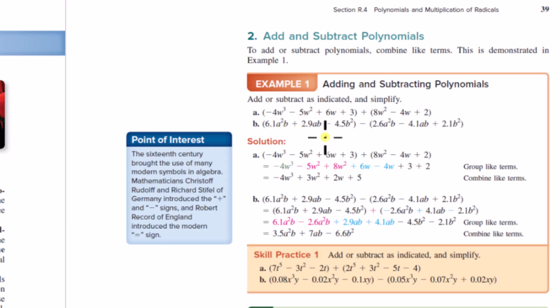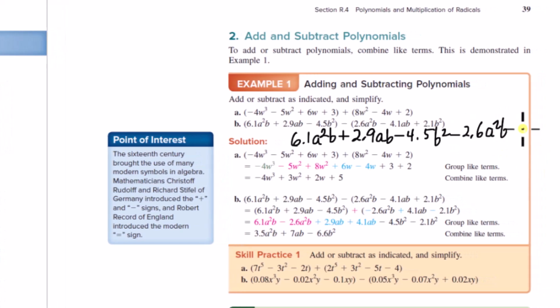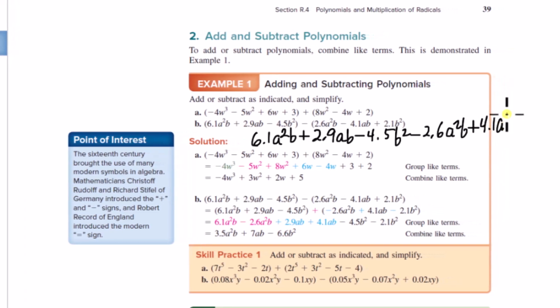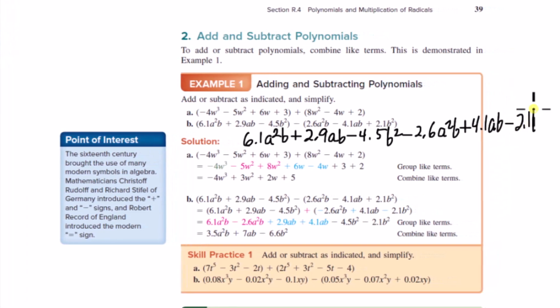So we have 6.1 a squared b, and then you have this 2.6 a squared b, but you could just distribute this minus sign to start. So 6.1 a squared b plus 2.9 ab minus 4.5 b squared, and then minus 2.6 a squared b plus 4.1 ab minus 2.1 b squared, and just combine like terms. Easy.